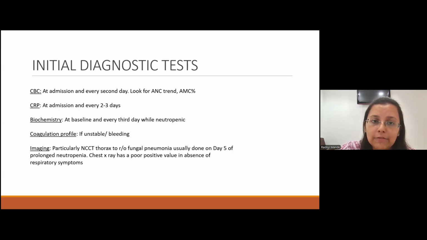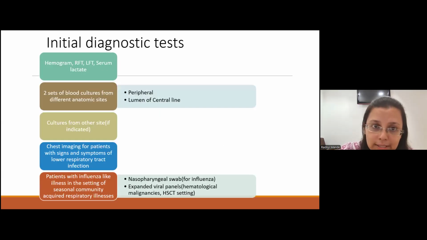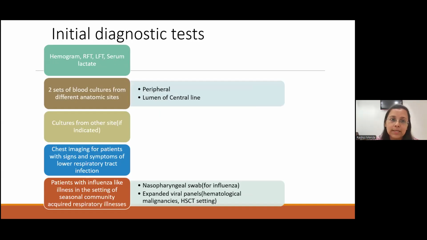So after examination, the diagnostic tests. Initially, what we send is a CBC, that is a complete blood count, with renal function, liver function test, and blood cultures. Now, previously, the guidelines recommended sending two sets of blood culture from different anatomic sites, that is, a peripheral culture and a central one. We call this a paired culture. You have to send a culture from the central line as well as a peripheral line.